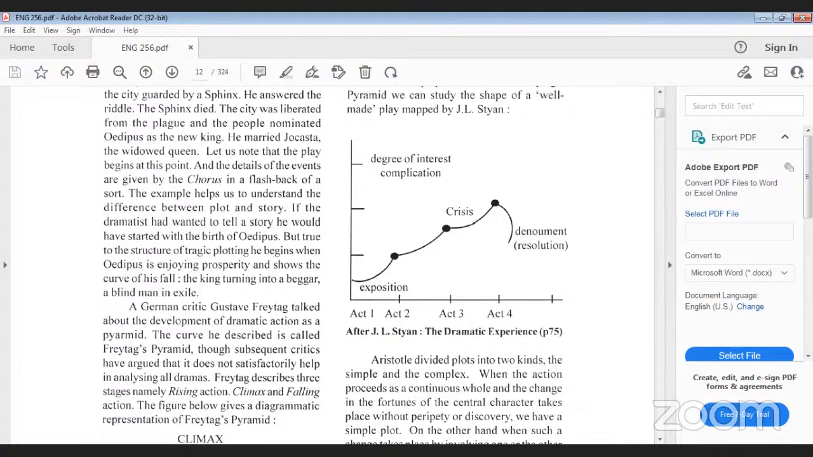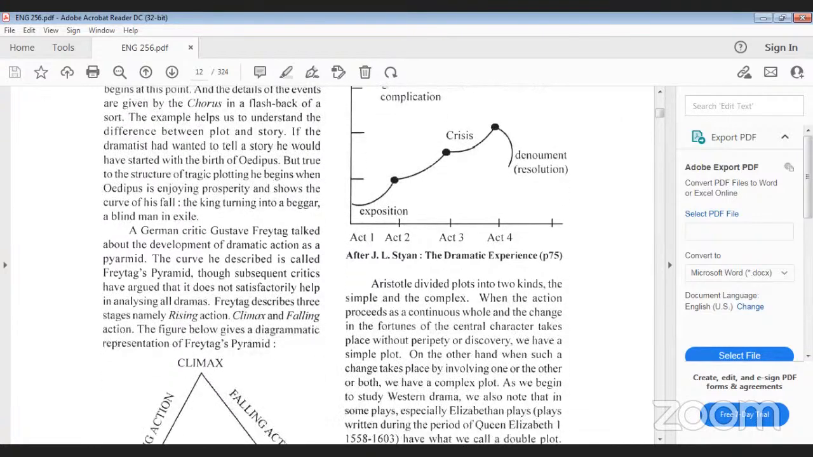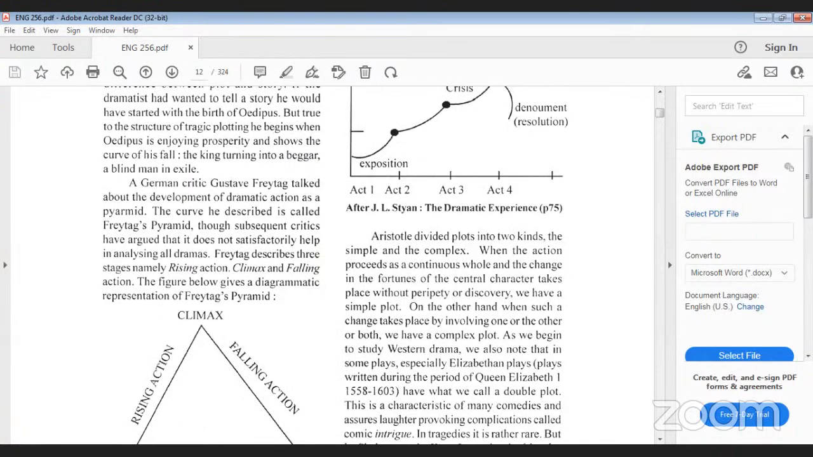Aristotle divided plots into two kinds. See, first the simple and the complex. When the action proceeds as a continuous whole and the change in the fortune of the central character takes place without peripeteia or discovery, we have a simple plot. On the other hand, when such a change takes place by involving one or another or both, we have a complex plot.